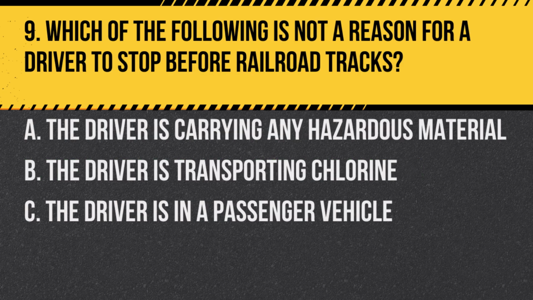Question 9. Which of the following is not a reason for a driver to stop before railroad tracks? A. The driver is carrying any hazardous material. B. The driver is transporting chlorine. C. The driver is in a passenger vehicle. Answer. C. The driver is in a passenger vehicle. Specific hazardous materials require a stop before railroad tracks, but standard passenger vehicles do not.